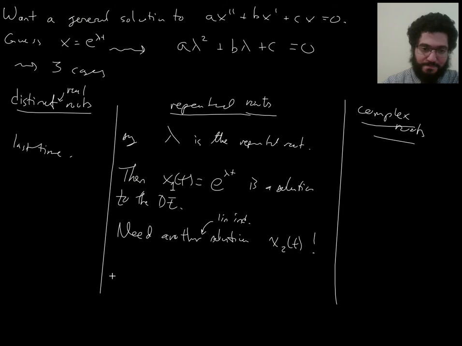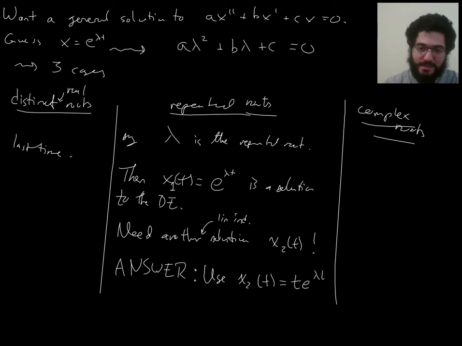Okay, you're going to hate this. I'm just going to tell you the answer. Use x sub 2 of t equals t e to the lambda t. Just take your x1 and multiply it by t. And this will work every time you're in the repeated roots case. So no matter what a, b, and c are, as long as that polynomial is a square, this will actually work.